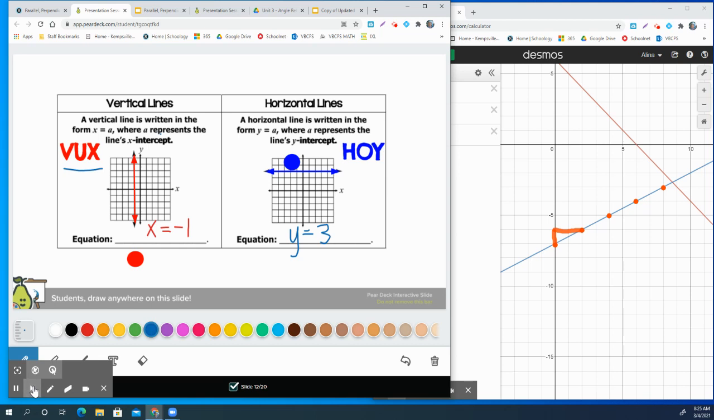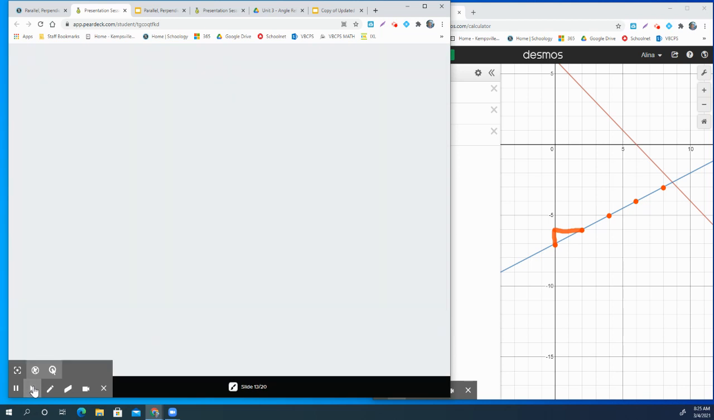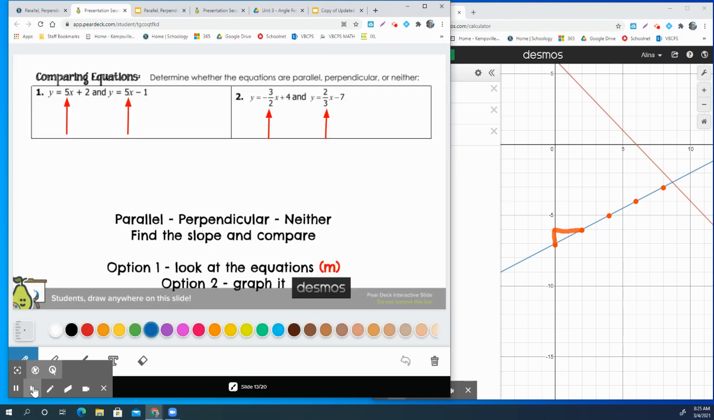So let's see how this all comes together, because this was like a crash course in remembering equations of lines from algebra. The way you're going to see this is you're going to be given two equations, and you're going to be asked, are they parallel, perpendicular, or neither? Well, if they're written in that y equals mx plus b, you can just look at the slope.